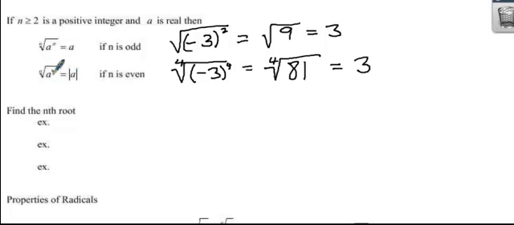So if a, whatever number a is, if a is positive or negative, when you raise it to a positive power and then take that root of it, you get a positive number back.